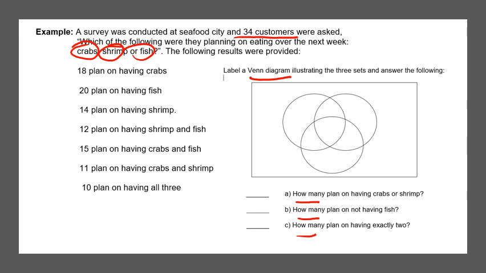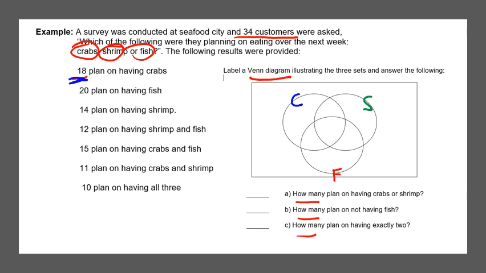All right, so we have our numbers here. Again, we can't use a number until we know where it belongs. Well, I'm going to let this circle here represent the crab people. This circle here represent the shrimp people. And this circle down here, the fish people. Okay? 18 plan on having crab. The problem is these 18 people, where do these 18 people belong?